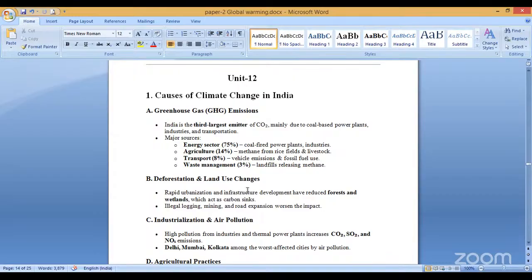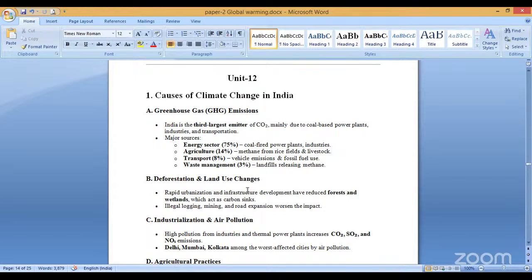In unit 12 we discussed the causes of climate change in India. The first one is greenhouse emissions. India is the third largest emitter of carbon dioxide, mainly due to coal-based power plants, industries and transportation. Major sources: energy sector 75%, coal-fired power plants and industries, agriculture 14%, transport 8%, and waste management 3% release carbon dioxide into the atmosphere.